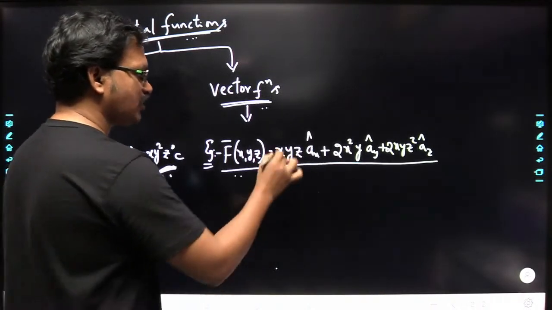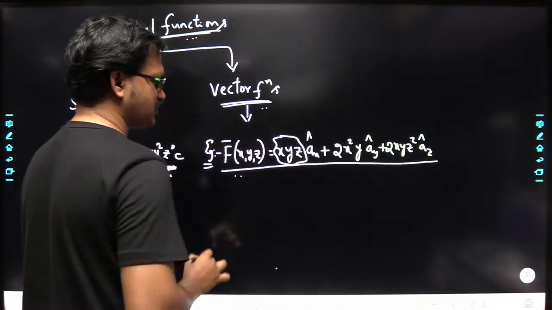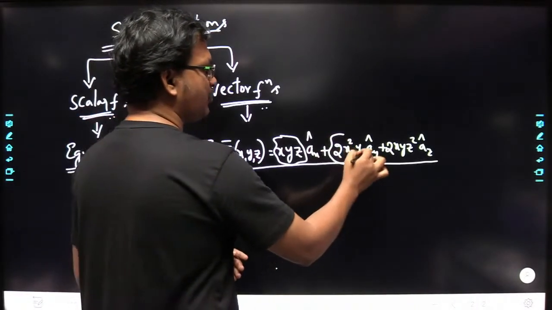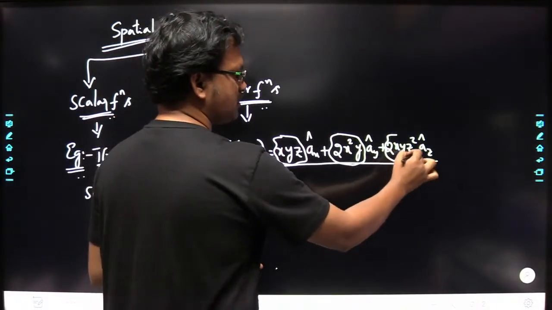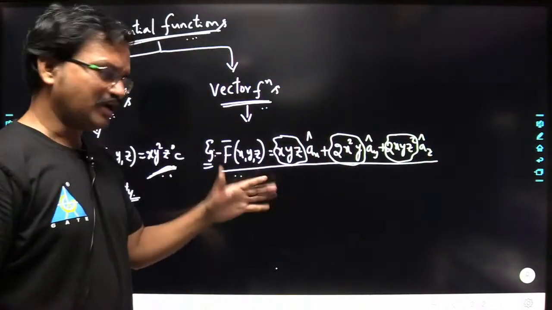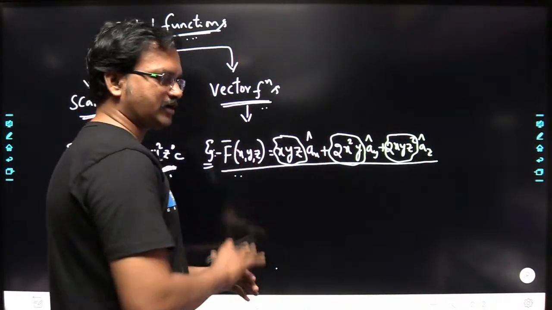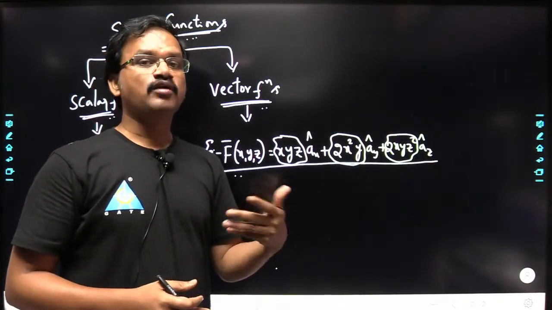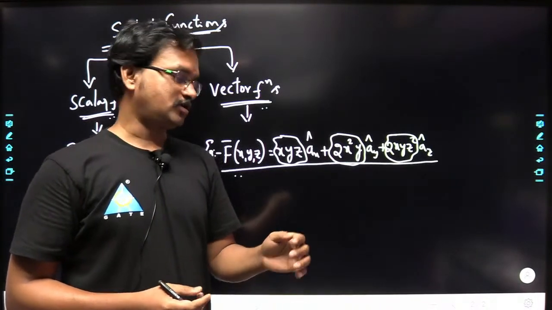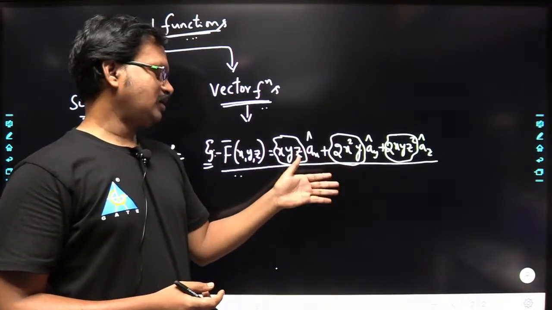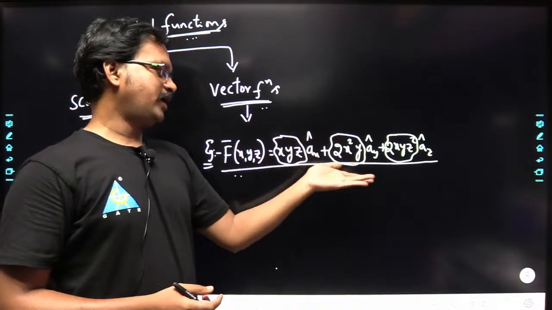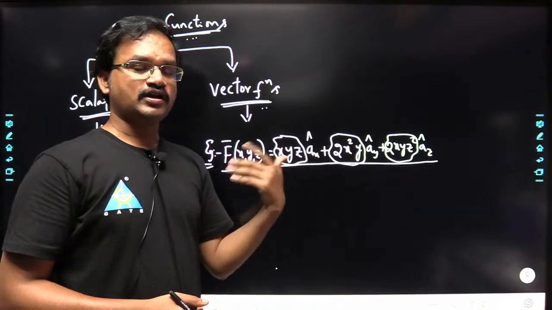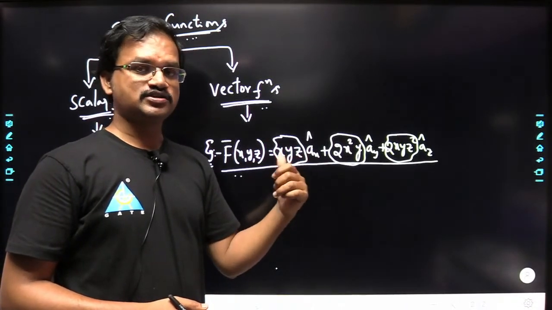So if you consider the x component of the vector function, the y component of the vector function, and the z component of the vector function, in general the x component, y component and z component of a vector function are functions of what? Are functions of x, y, z.